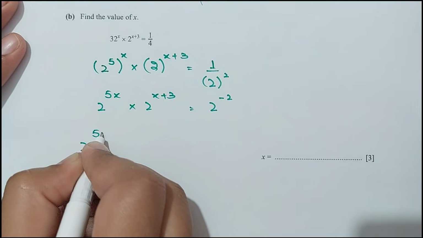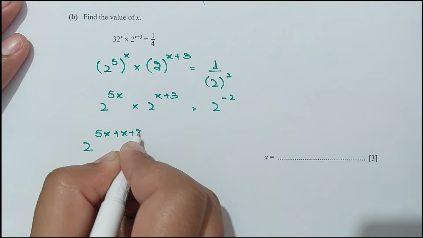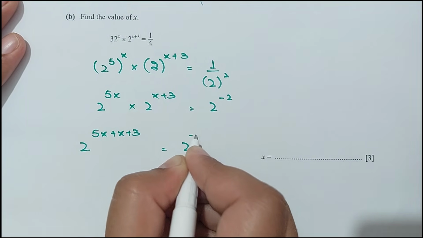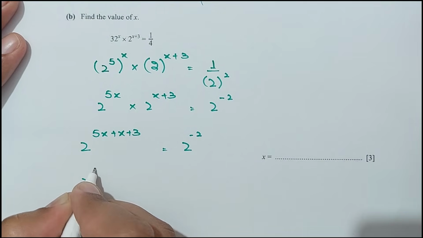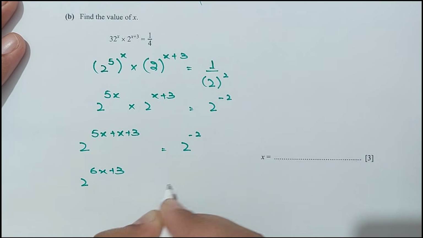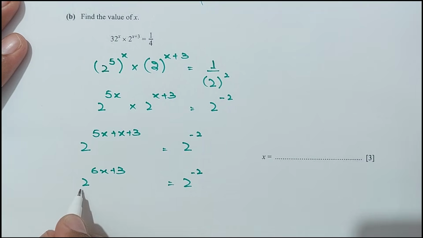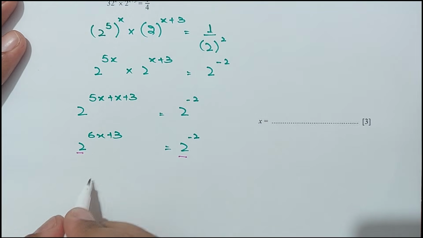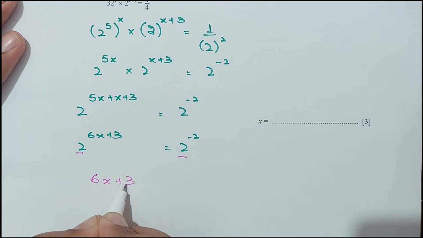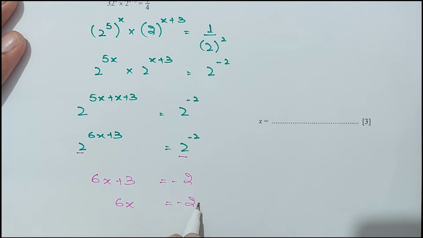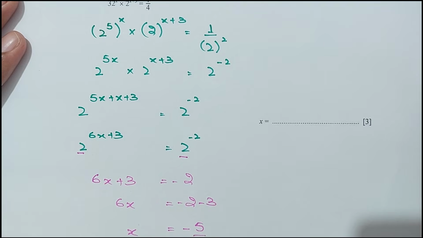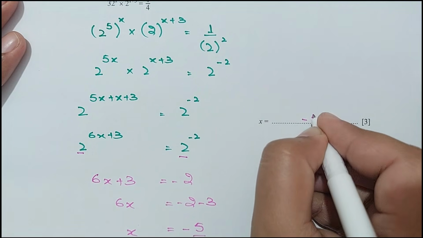Bases are same. In the product, we can add the powers. 2 to the power 5x plus x plus 3 equals to 2 to the power minus 2. 2 to the power 6x plus 3 equals to 2 to the power minus 2. The bases are same. We can compare the powers. So 6x plus 3 would be equals to minus 2. 6x is equals to minus 2 minus 3. X would be equals to minus 5 over 6. Minus 5 over 6.